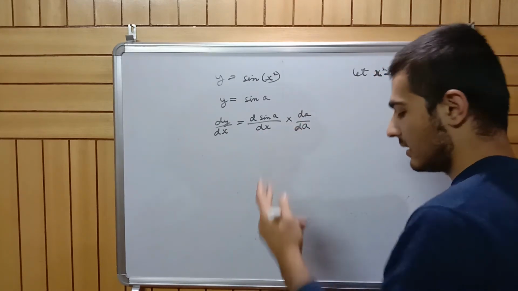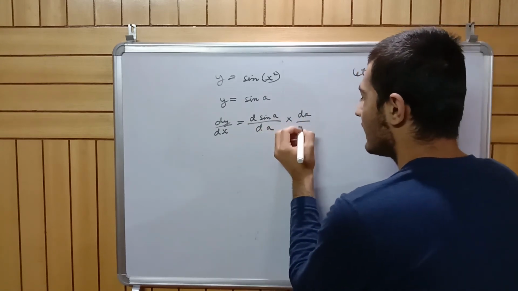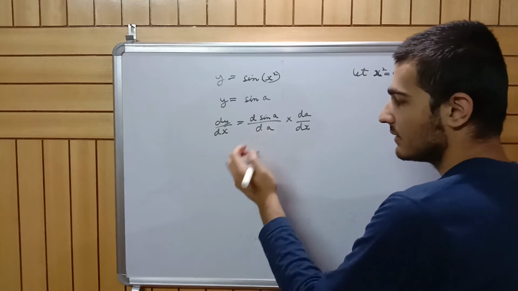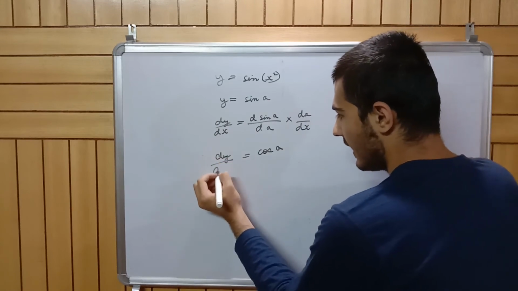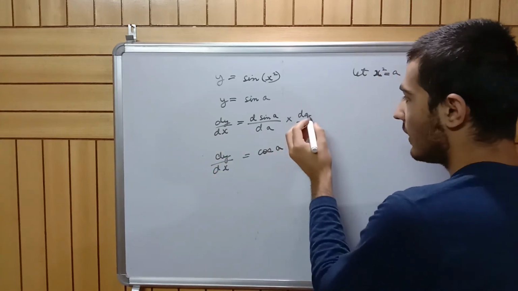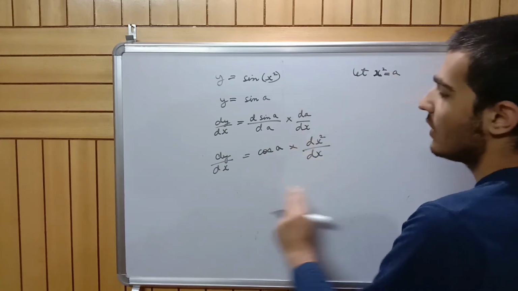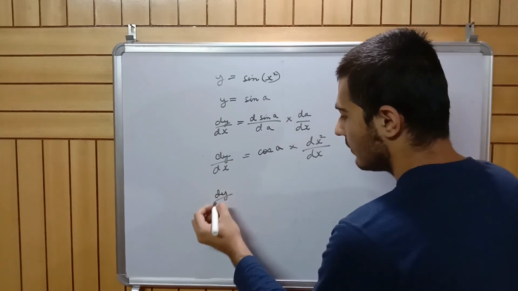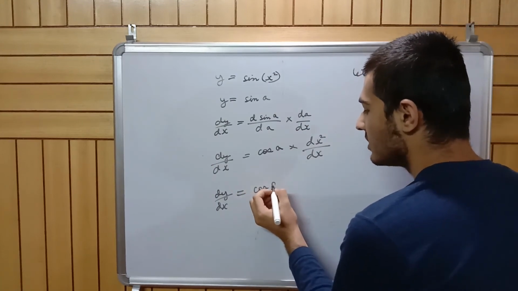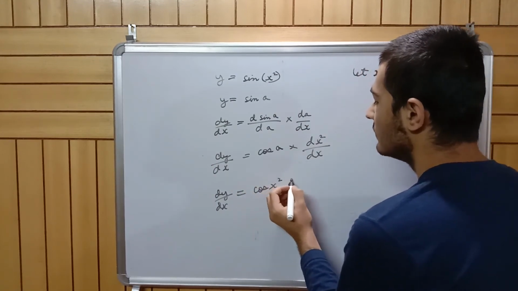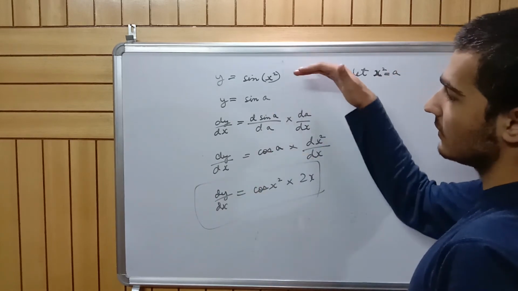Now I can simply switch these two, their position doesn't matter. So I write dA here and get the dx here. Now I can find the derivative of this, which simply comes out to be cos A. So dy by dx equals cos A into, substituting back x squared, dx squared by dx. Now this is pretty simple to solve. cos A I can write as cos x squared, into dx squared by dx, which is simply 2x, and that is your derivative.